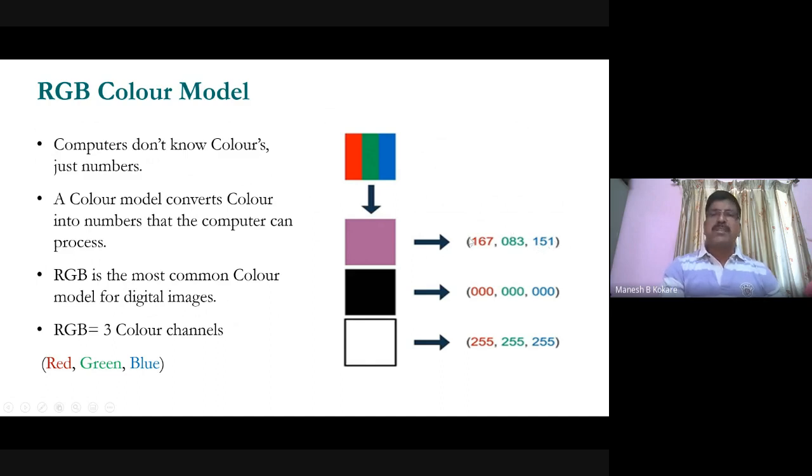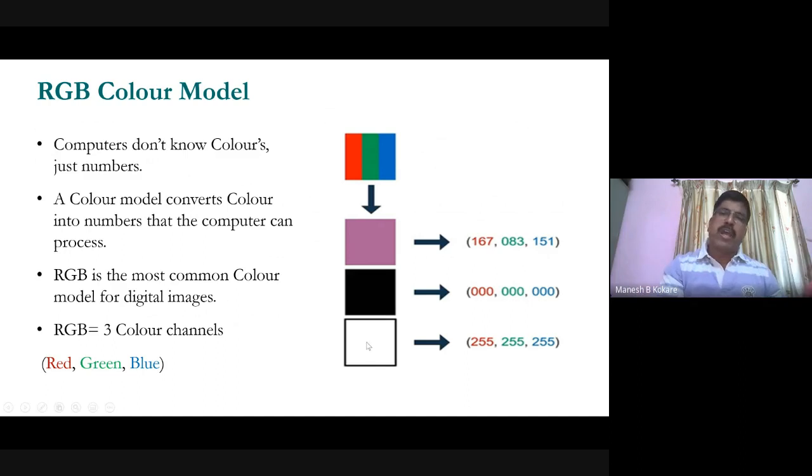So if you mix this color in this amount, you get this kind of shade. And if you mix R, G, and B where R is 0, G is 0, and B is also 0, you get black. And if R is equal to 255, G is also equal to 255, and B is also equal to 255, that pixel will look like a white pixel. If it is 0, it will look like a black pixel.